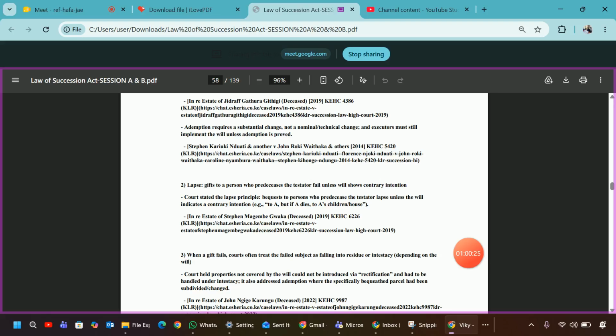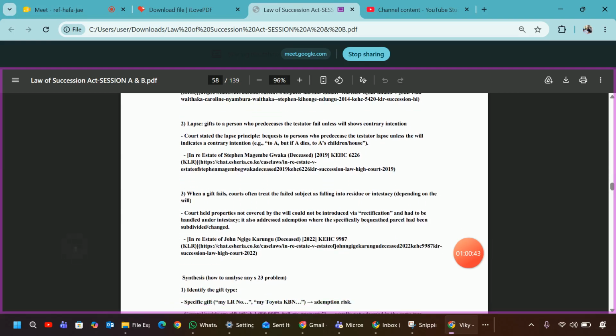So courts have stated the lapse principle, so bequests to persons who predeceased the testator lapse unless the will indicates a contrary intention, for instance to A, but if A dies, to A's children or house. In real estate of Chief Stephen Mashembe Waka, 2019.